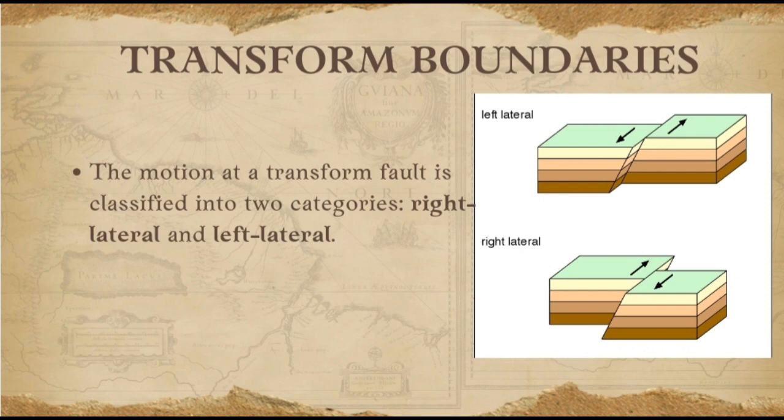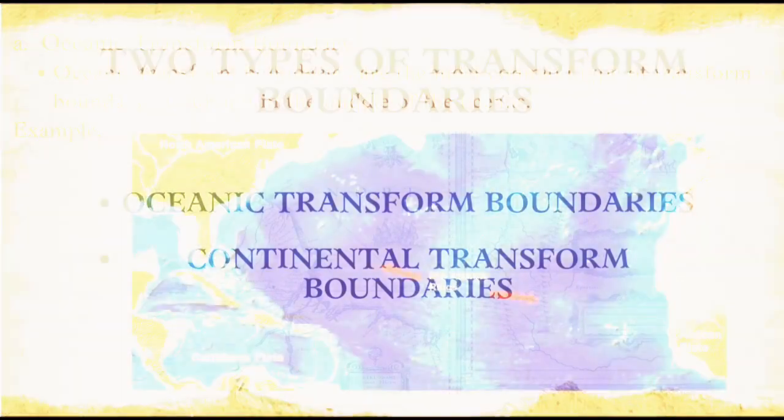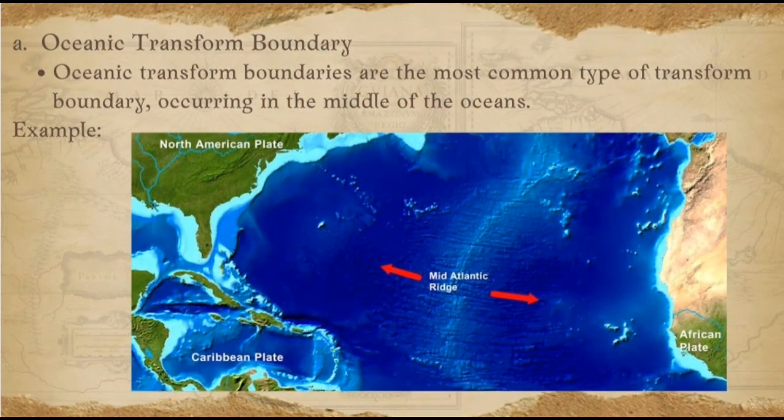on the right side. Basically, right lateral and left lateral movement describe the direction of motion along transform boundaries where tectonic plates slide past each other. Right lateral boundaries involve movement to the right, while left lateral boundaries involve movement to the left. Now, there are two types of transform boundaries, which are the oceanic transform boundaries and continental transform boundaries. Oceanic transform boundaries are the most common type of transform boundary, occurring in the middle of the oceans.